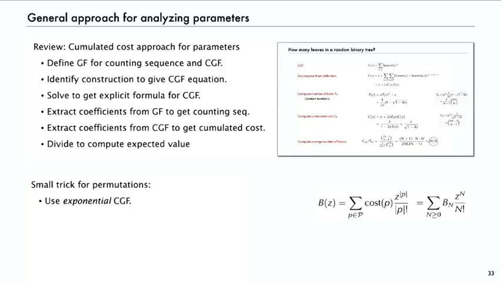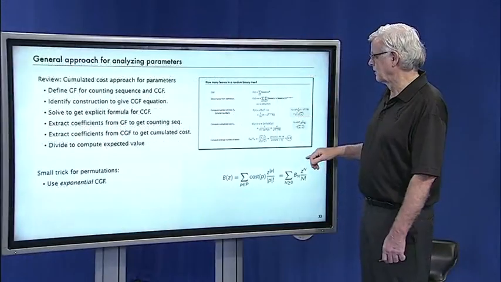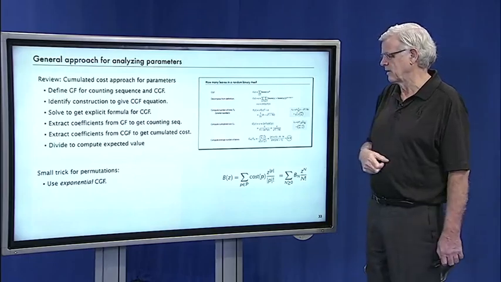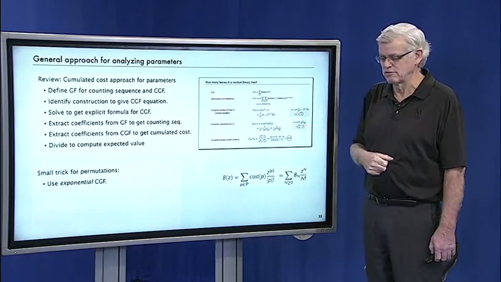It's exponential in the size, so we're going to consider generating functions of the form B(z) equals the sum over all permutations of the cost of the parameter that we're analyzing, times z to the size of the permutation over the size factorial. And if you group them by their size, that's z to the n over n factorial times the cost. So it's an exponential cumulative generating function.